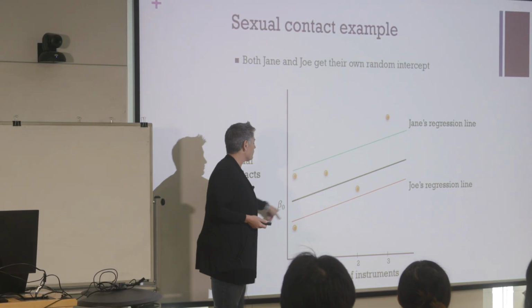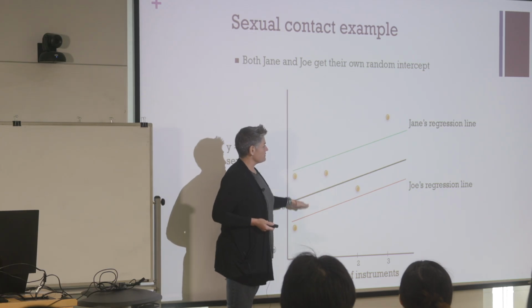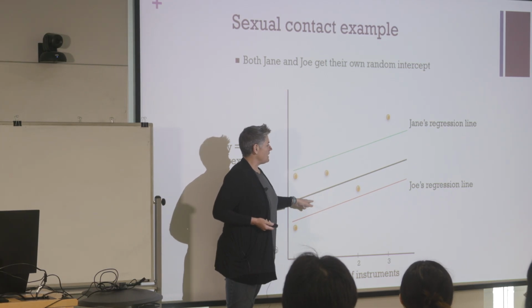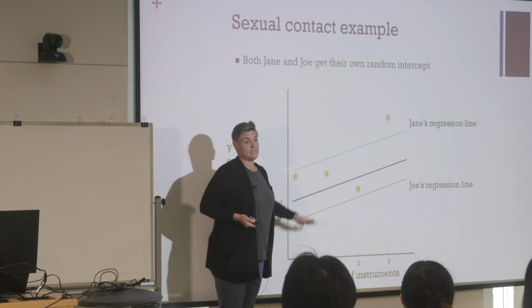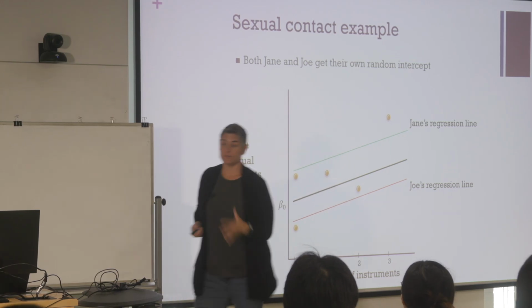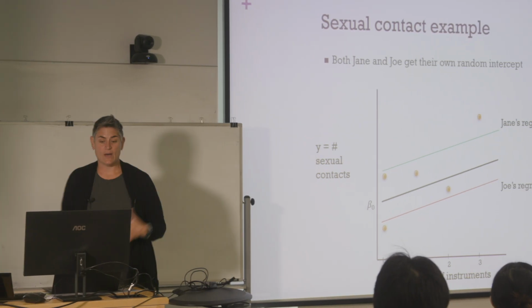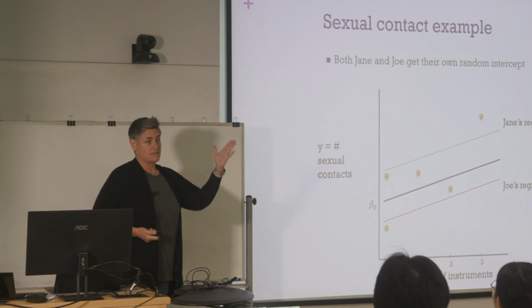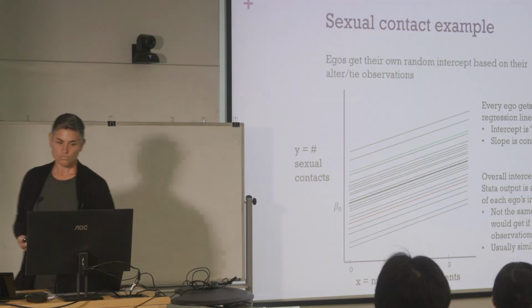And so this is the overall intercept, and we can see that Jane's intercept is higher and Joe's intercept is lower, but all in all, the slopes stay the same, right? So in a random intercept model, the slopes are going to be parallel. And so as we predicted, the more instruments an alter plays, the more sex that couple is having.